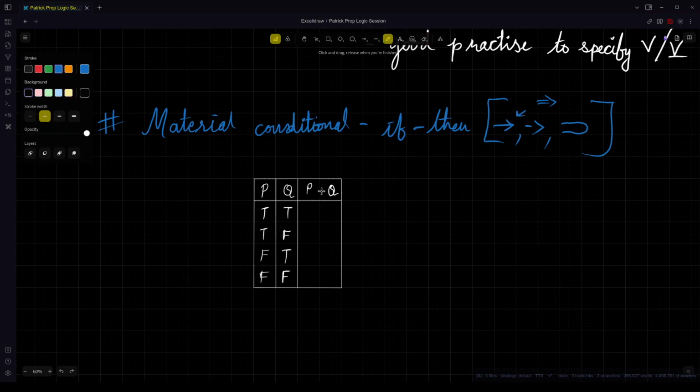So we have the truth table here. Let me just change colors. That's the truth table for the implication. Of course, an implication is true when both of them are true. Obviously true. An implication is false when p is true and q is false. An implication is true when p is false, and an implication is also true when both of them are false. So this is the truth table for an implication.